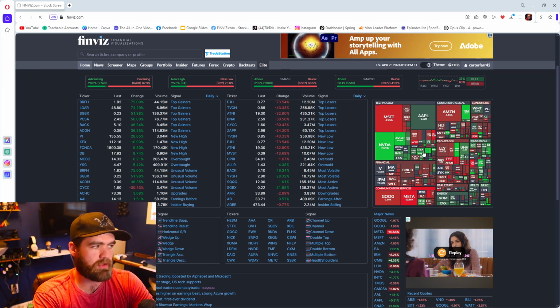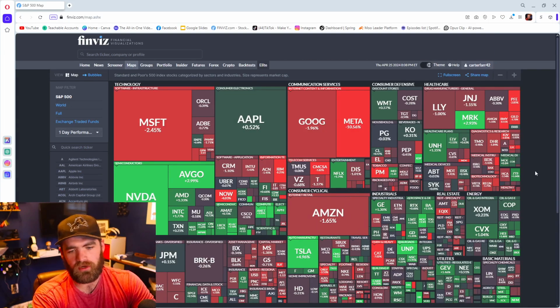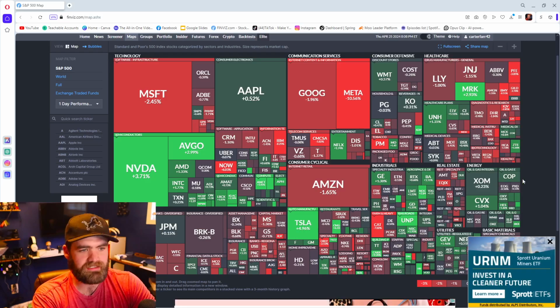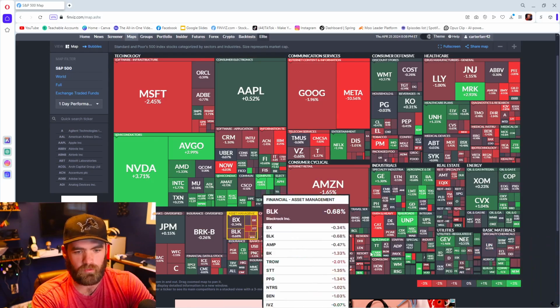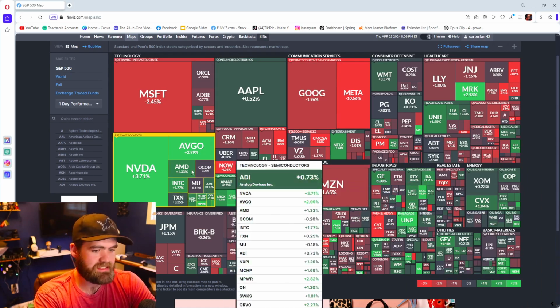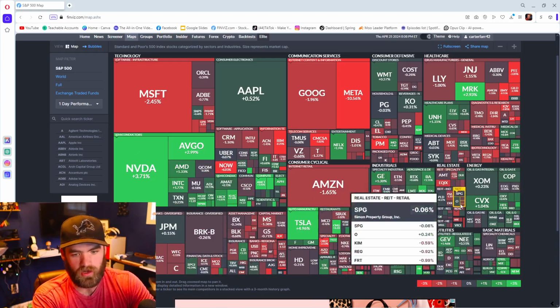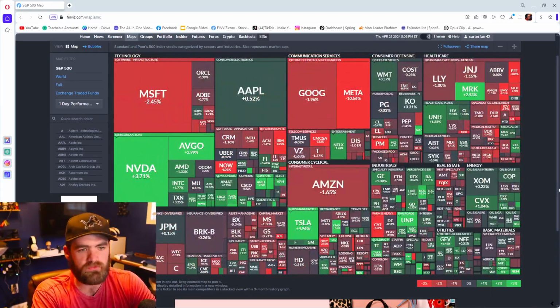Now, this is what we call the S&P 500 map. Before I swing trade or find opportunity, I like to see what is going on with the general market. You can see semiconductors were up today, so we could see a little continuation for this week.